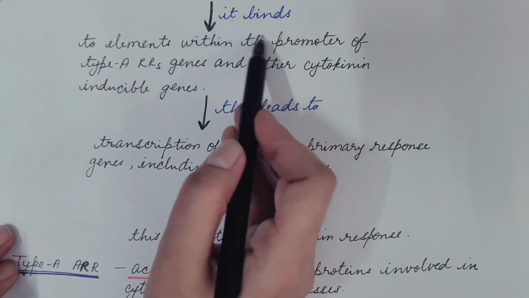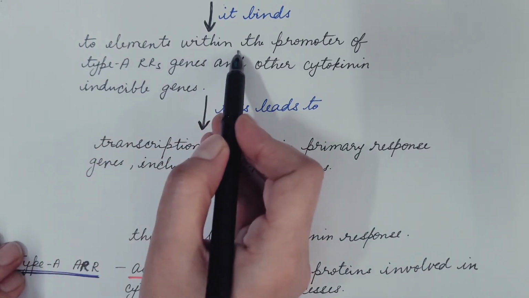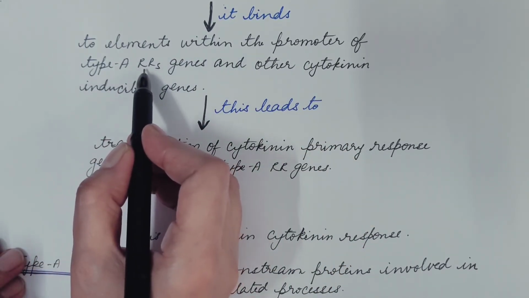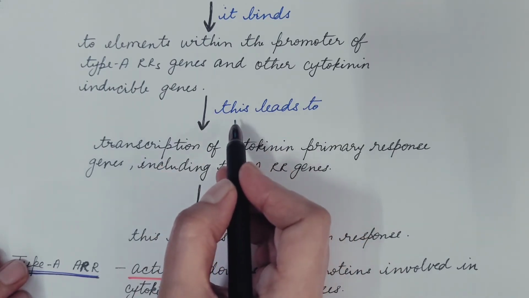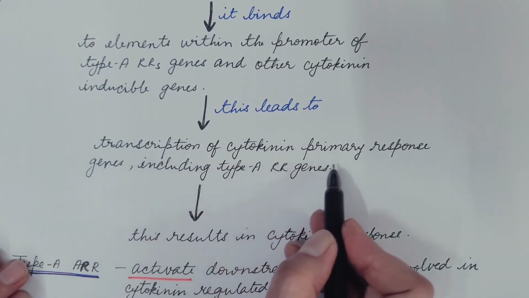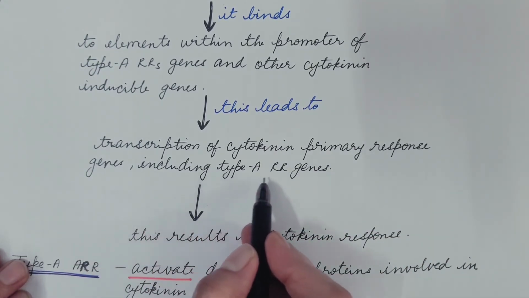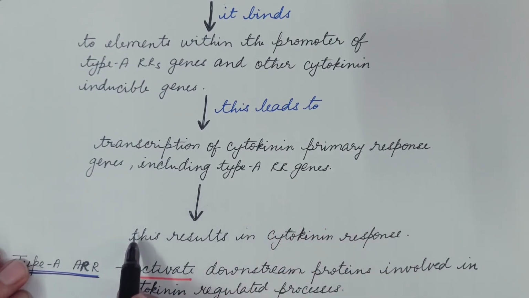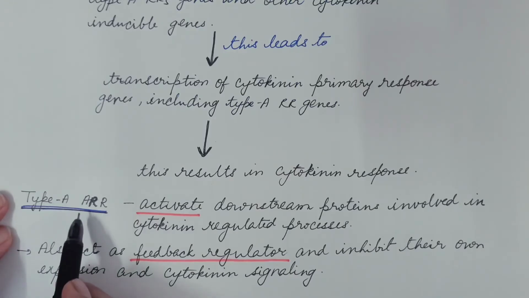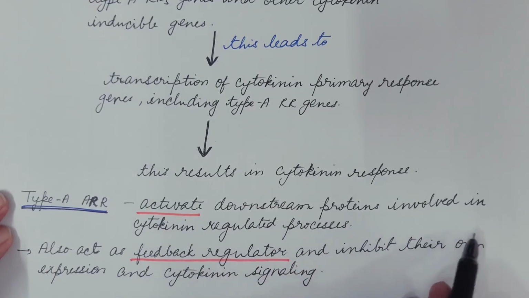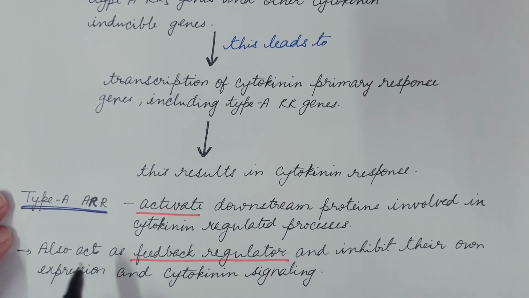This activated type B ARR then binds to elements within the promoter of type A ARR genes and other cytokinin inducible genes. This binding then leads to transcription of cytokinin primary response genes, including type A ARR genes. This results in cytokinin response, which is seen as various physiological effects of cytokinin in plants. Type A ARR activates downstream proteins that are involved in cytokinin regulated processes. Also, it acts as feedback regulator and inhibits their own expression and cytokinin signaling.